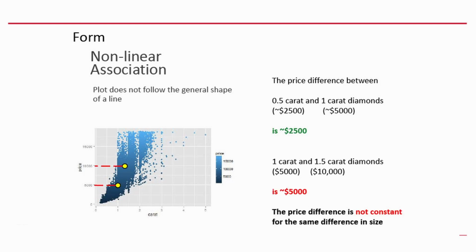But if I consider 2 other diamonds, 1 carat and 1.5 carat, their price difference is $5,000, even though the difference in size is the same. It's still a half carat difference, but the difference in price is much more now. That rate of change, that price difference, is not consistent for the same size difference. That is what we mean by non-linear, and that's what causes the scatter plot to not be linear. In other words, it has a gentle curvature when the rate of change between the data points is not constant.